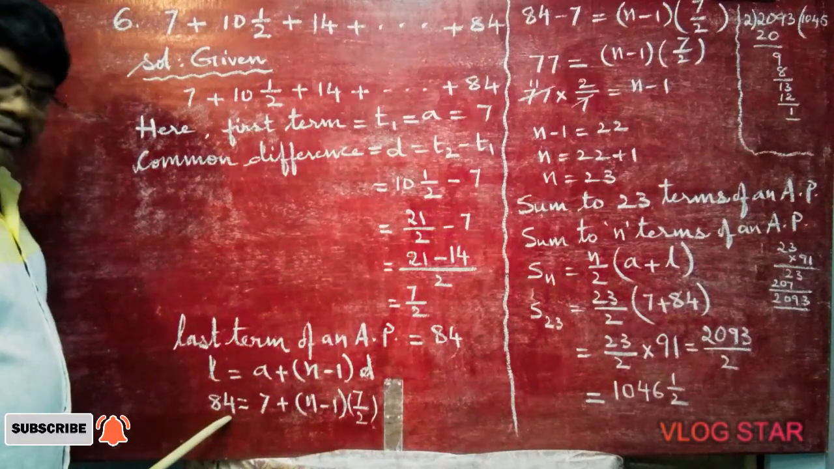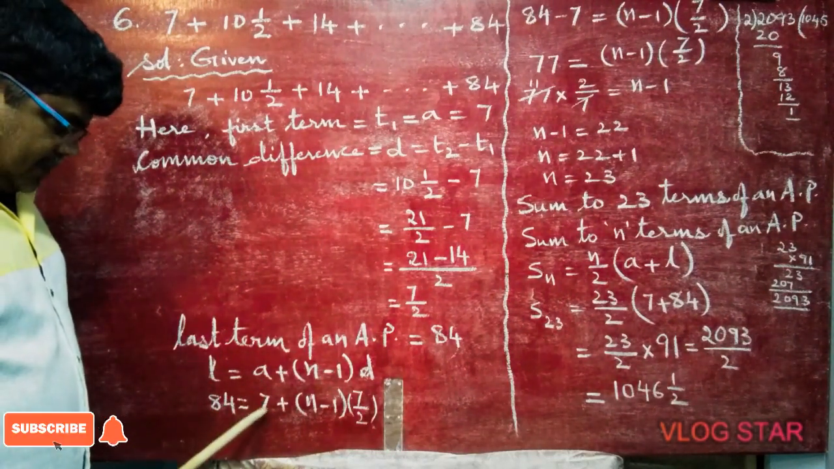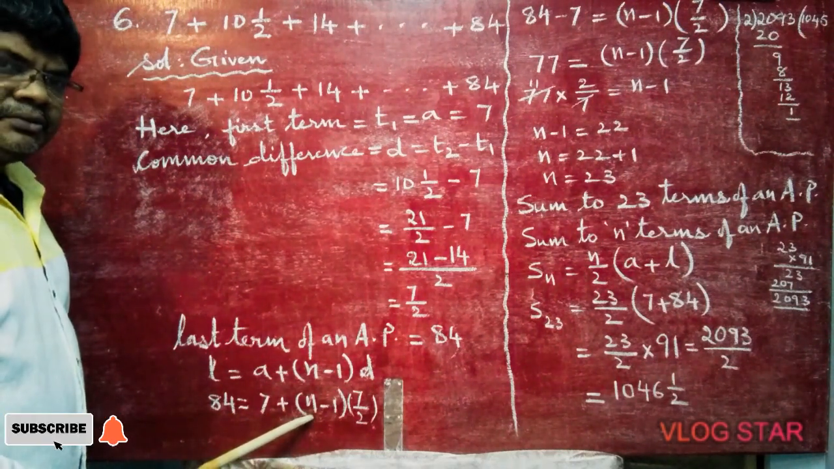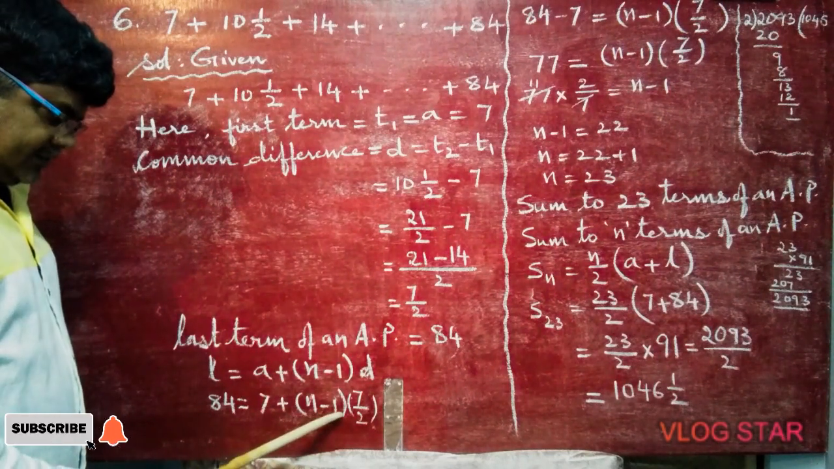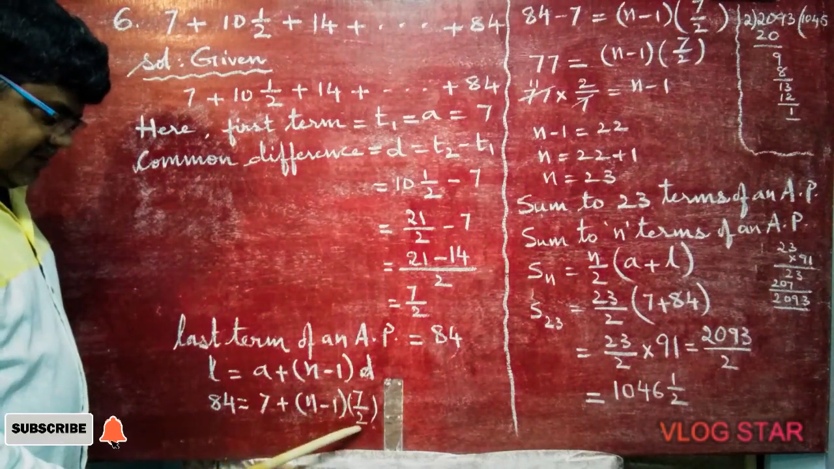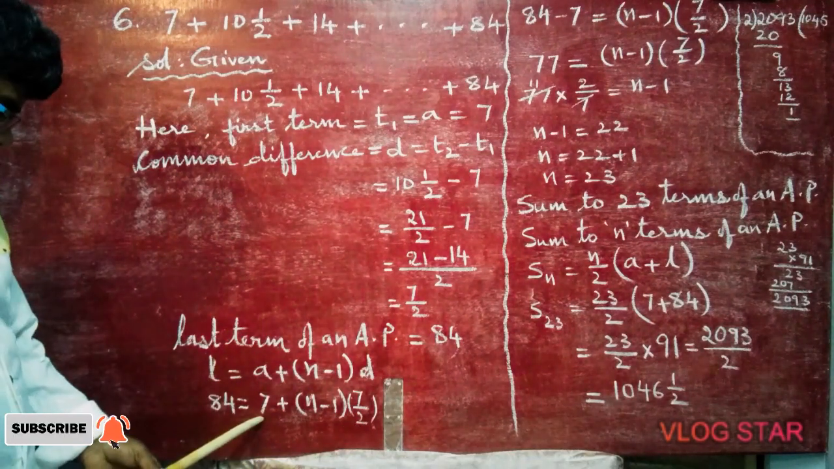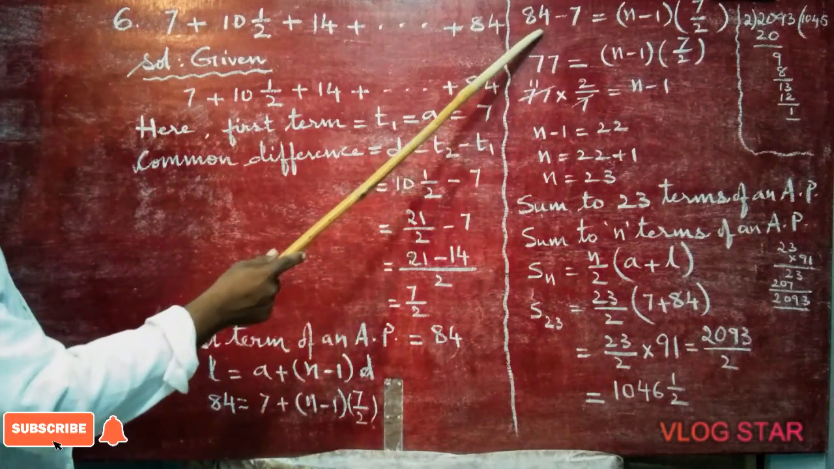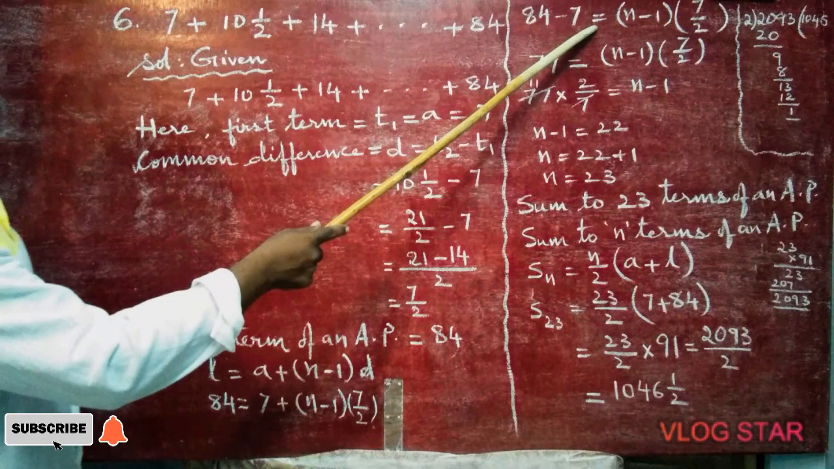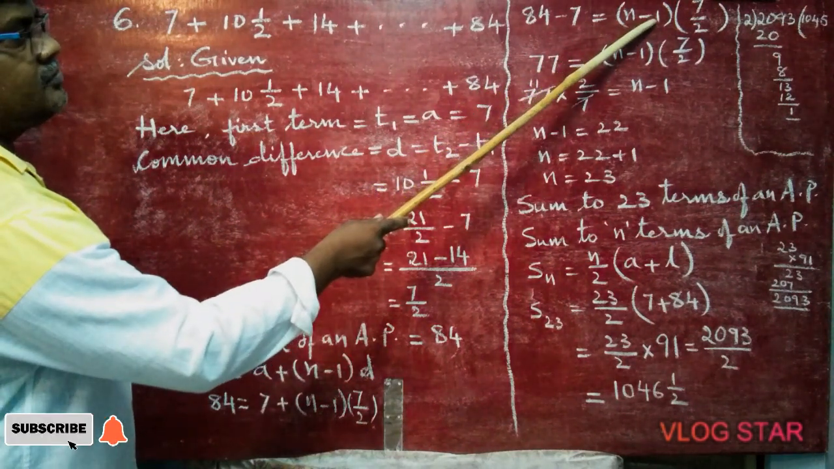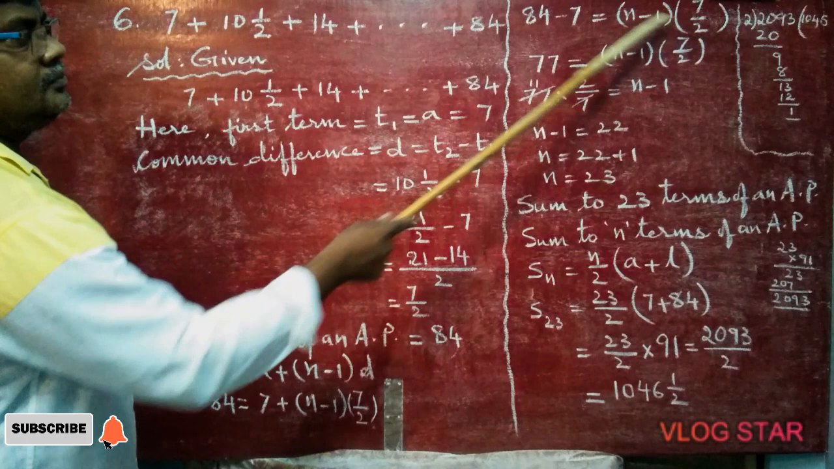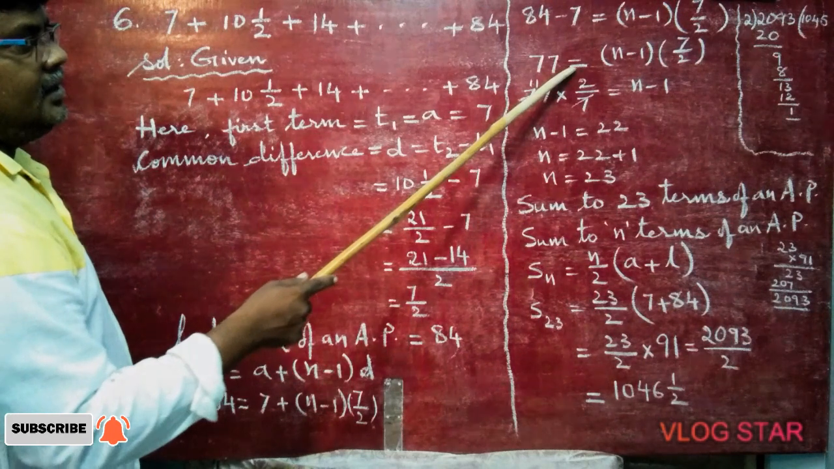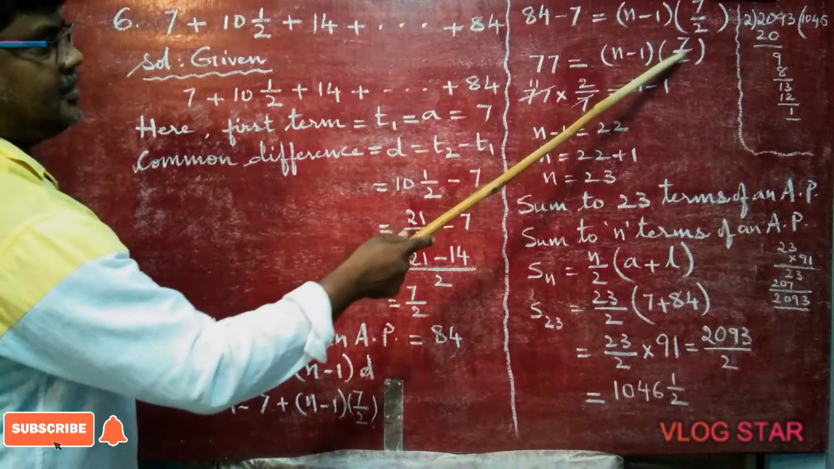L means 84, the last term. A is 7, the first term, plus N minus 1. We don't know how many terms. That 84 is which term, we don't know. N minus 1 into D. D means 7 by 2. Now bring this plus 7 from the right side to the left side. Plus becomes minus. 84 minus 7 is equal to N minus 1 into 7 by 2. From 84 if you subtract 7, 77 is equal to N minus 1 into 7 by 2.